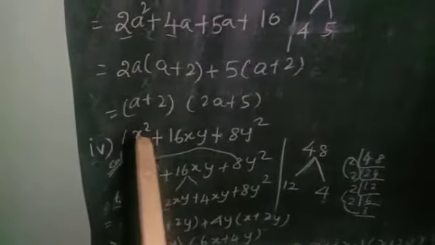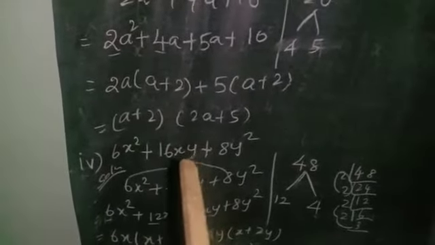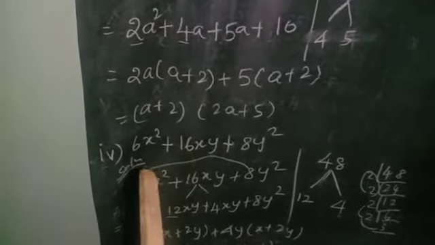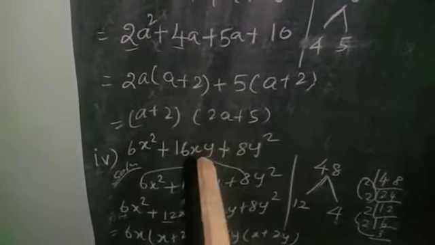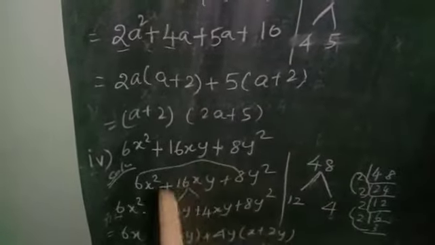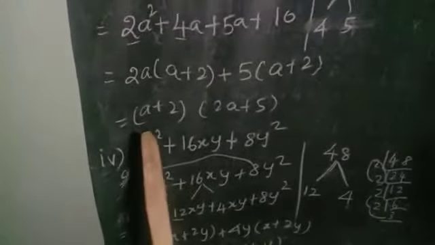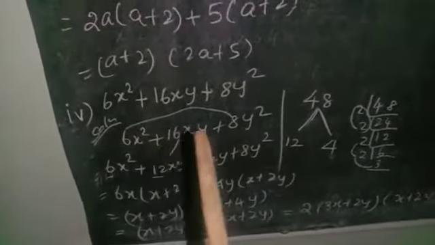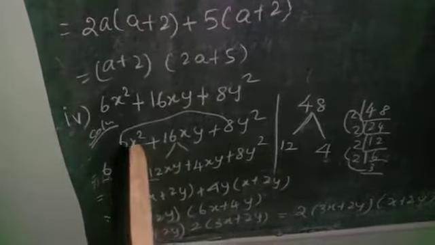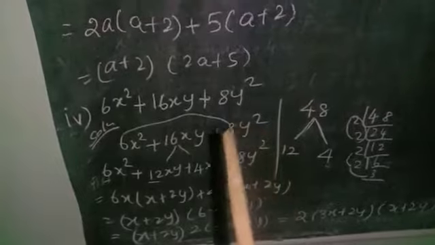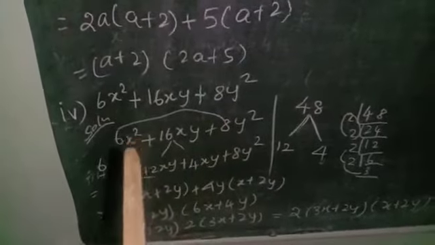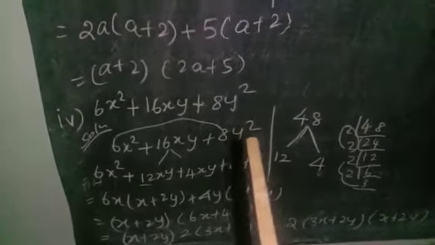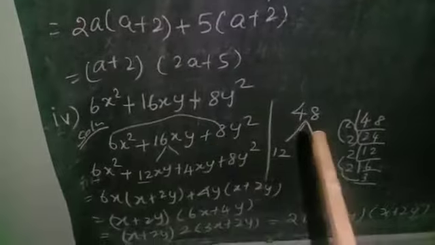Listen students, 6x square plus 16xy plus 8y square. Here x square, xy and y square terms are present. So first we multiply the coefficient of x square and the coefficient of y square. The x square coefficient is 6 and the y square coefficient is 8. 6 times 8 is 48.